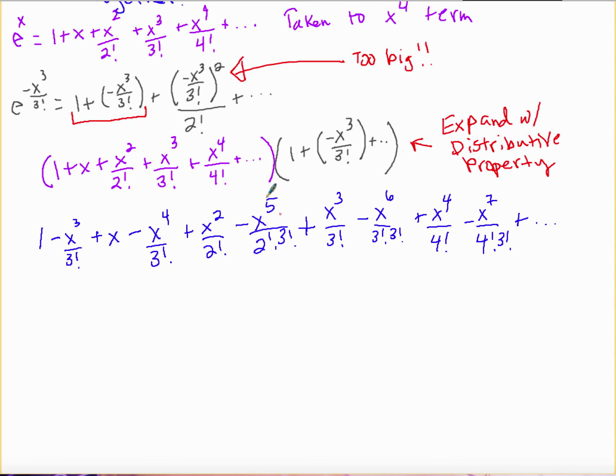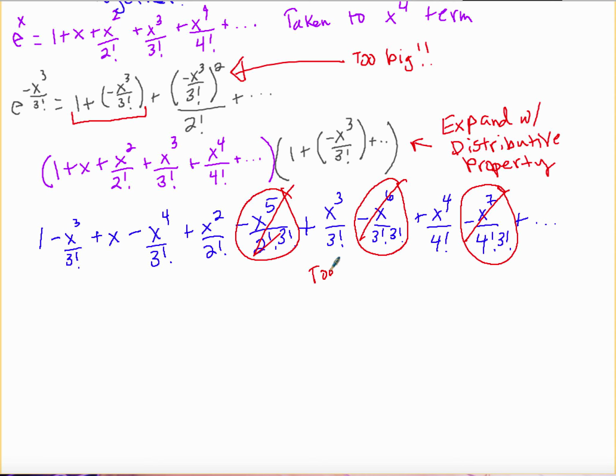So right away, I'm going to ignore anything that is larger than x to the 4th. So we are going to get rid of these. Those ones are too big because we're only doing this estimation to the 4th degree. Next, I'm going to simplify what I can. And there's a lot to simplify here. So check it out. I do have an x cubed term. It's right over here. And notice that the signs are opposite, but everything else is the same. Those guys make zero, so I can cancel those out.